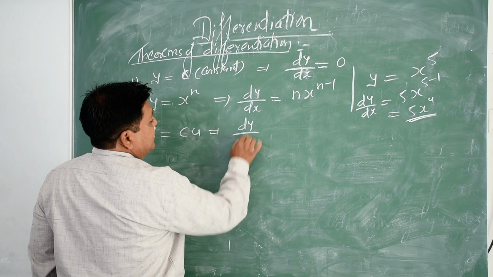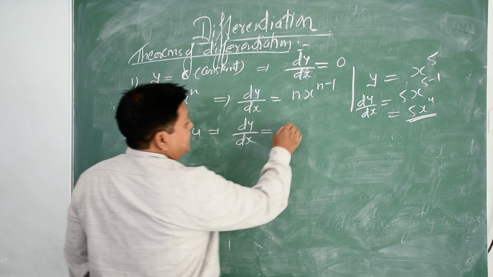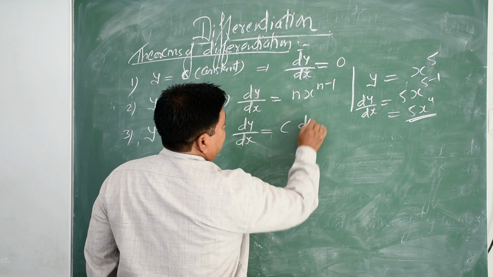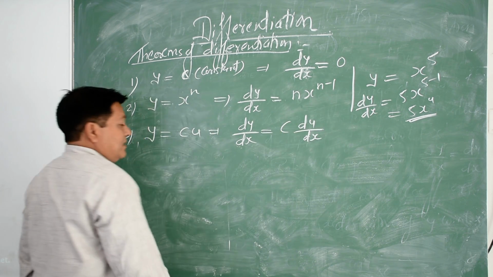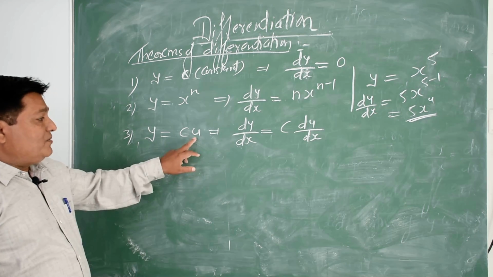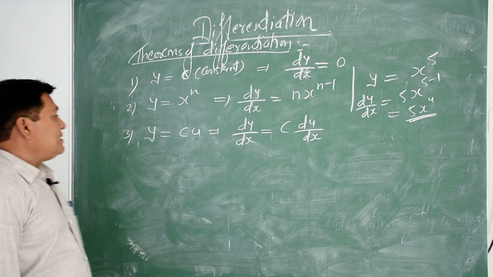Okay, we can write, differentiate it dy by dx, we leave the constant term as it is and we can just differentiate the term u, which is just a function of x. U is the function of x, we can differentiate u there. This is the third theorem.